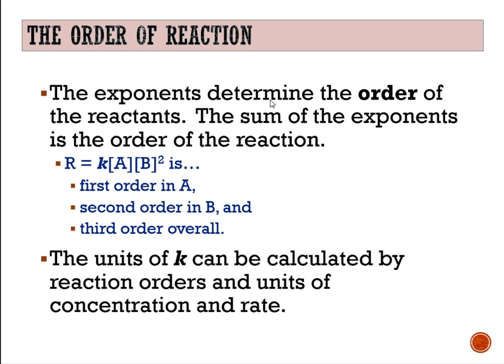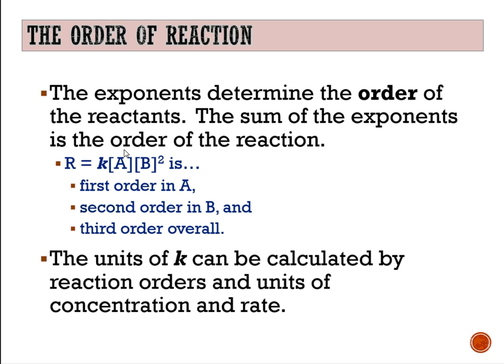The exponents that we see, m and n, determine the order of the reactants. The sum of those exponents is the order of the reaction. So we can speak about a rate law like this one, rate is equal to the rate constant times A times B squared, as this reaction is first order in A, second order in B, first order in A because we have an imaginary 1 exponent here, second order in B, and third order overall.